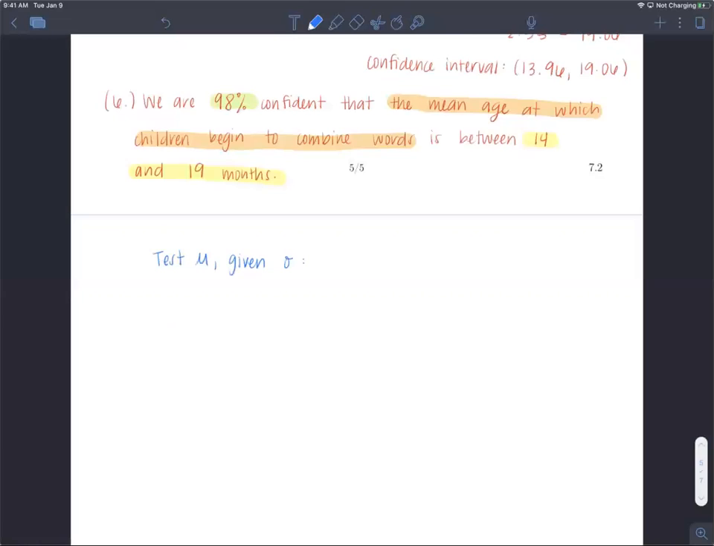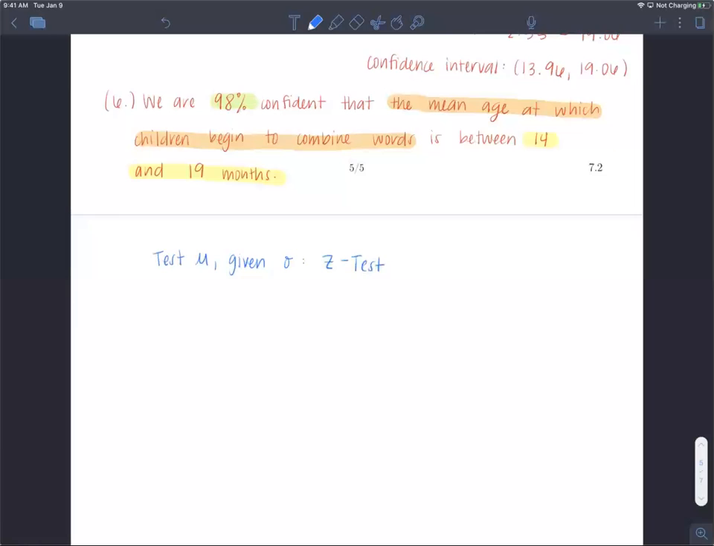Could you say that again? Yeah, so if you are trying to test mu and you're given sigma, what function in your calculator are you going to use to enter all of your variables and get your p-value and stuff like that? So your option, wait, yeah, z-test, right? And so here you're going to use z-test.